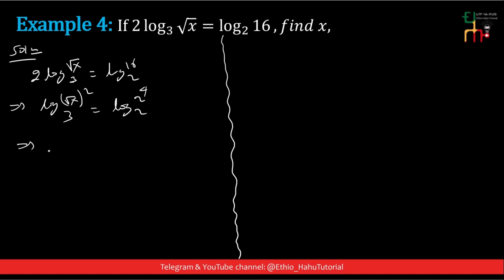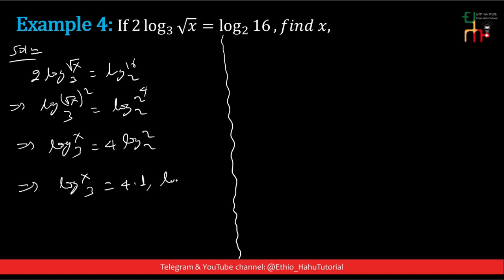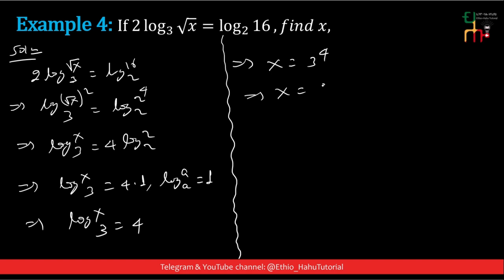This implies logarithm of x to the base 3 is equal to simply 4 times logarithm of 2 to the base 2. And this implies logarithm of x to the base 3 is equal to 4 times 1, because logarithm of a to the base a is equal to 1. This implies logarithm of x to the base 3 is equal to 4, and x is equal to 3 to the power of 4, and this implies x is equal to 81.